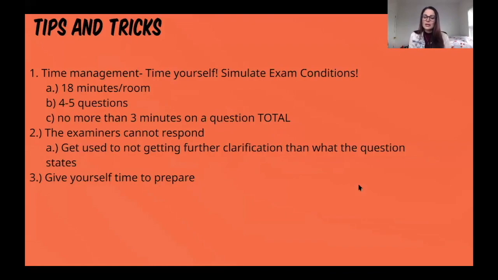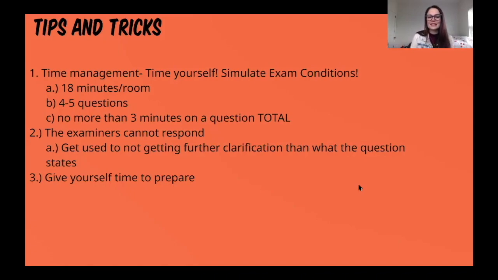That includes listening to the question, that includes analyzing the records and formulating your response, and even if you were going to go back to it at the end. So that's 3 minutes total. And I'm telling you, that 3 minutes goes by like that. So this is definitely something that you want to keep in mind as you're studying.